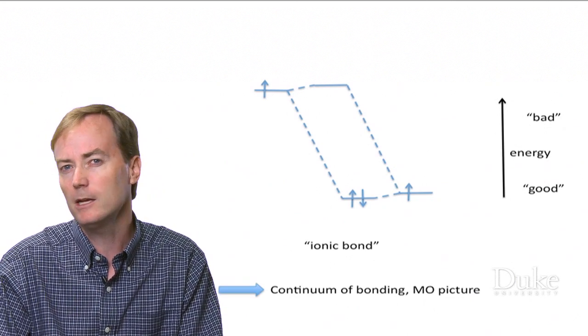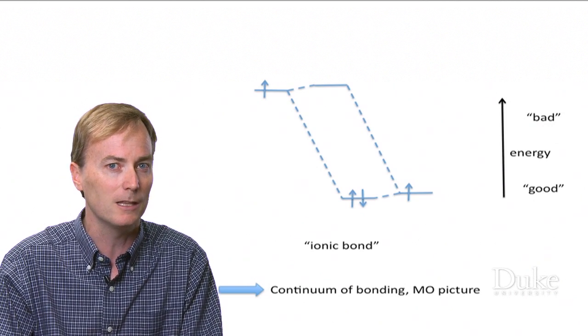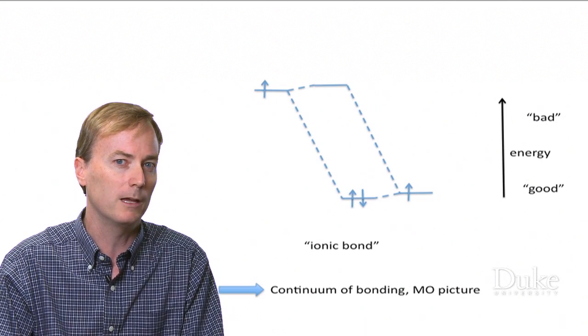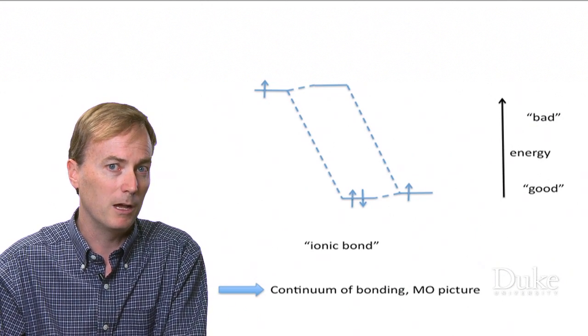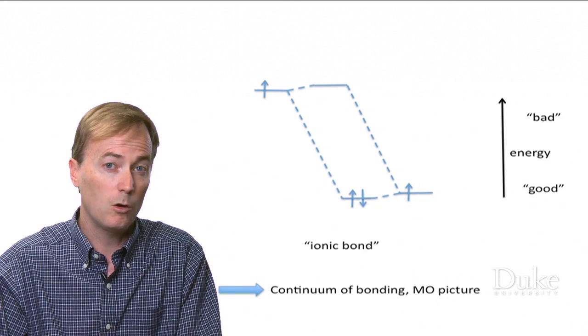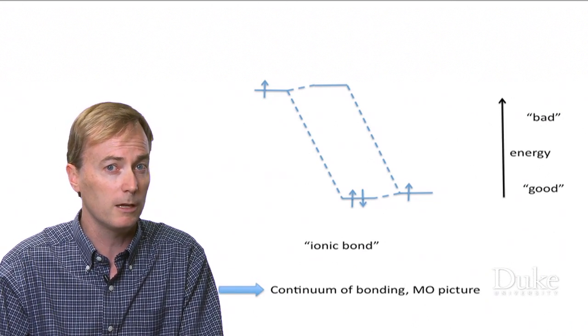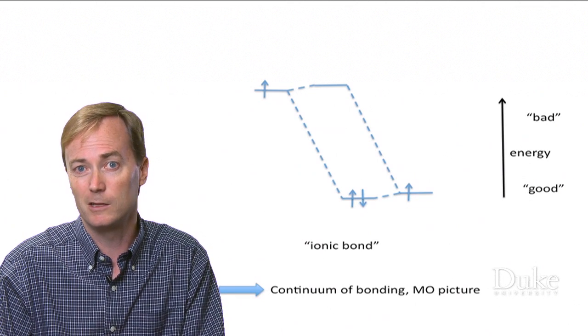And so the picture to come away with out of this admittedly somewhat goofy analogy is to think about this continuum of qualitative bonding, of purely covalent to polar covalent to ionic bonding, and realize that it corresponds to very specific pictures from molecular orbital theory and the molecular orbital view of what bonding in molecules looks like.